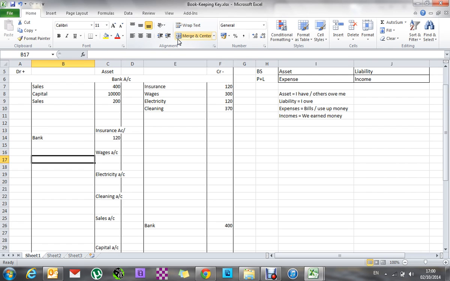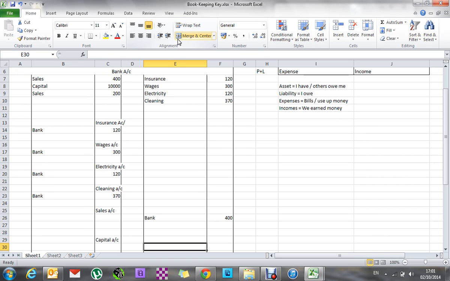Wages, it'll also be a debit called bank, and that's 300 euro. Electricity is 120 there, and it's called bank. Cleaning, so cleaning is 370, and then capital, I have a bank.